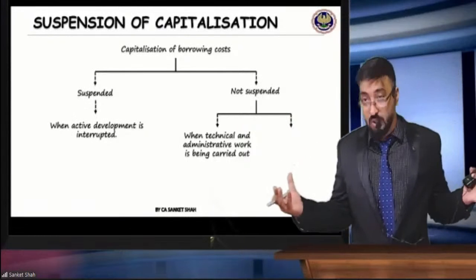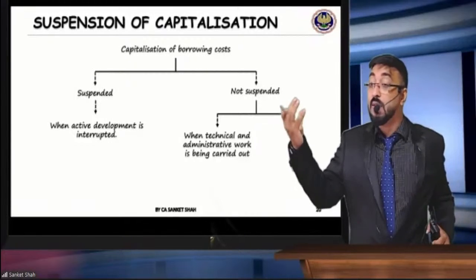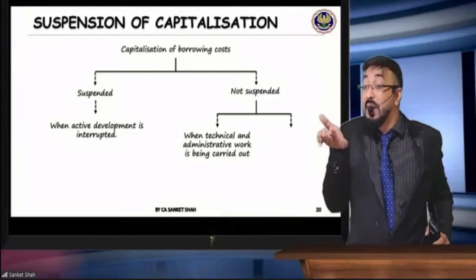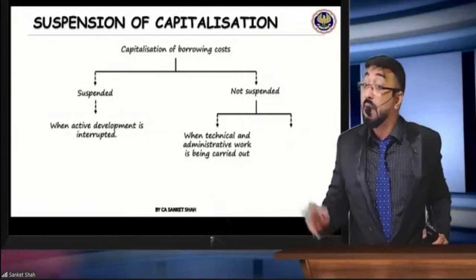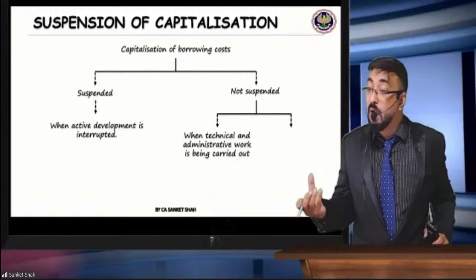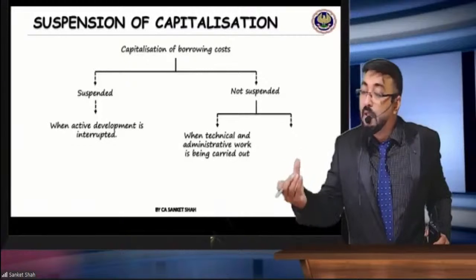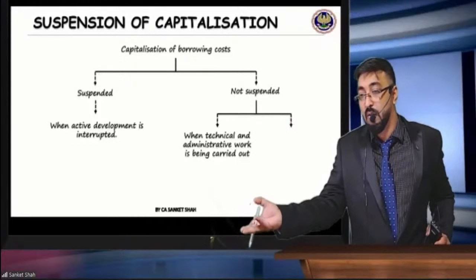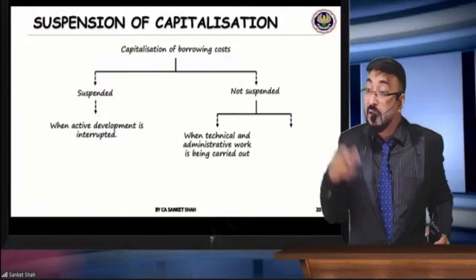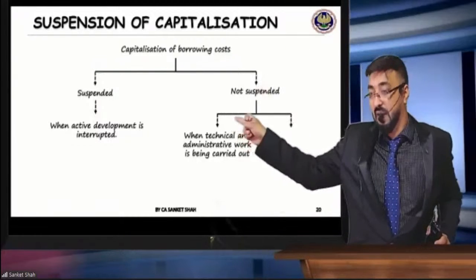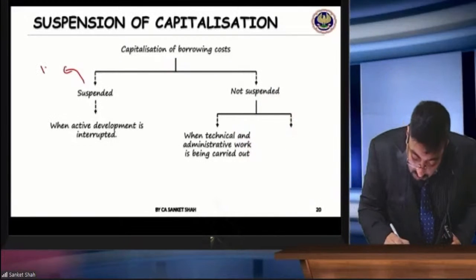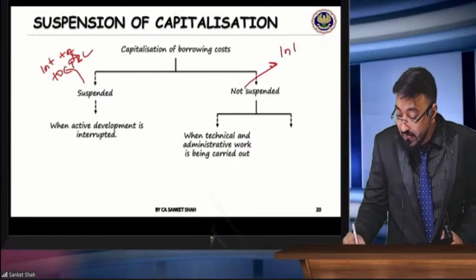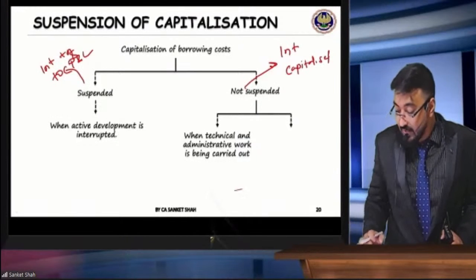And sometimes, beta, this may happen. Suppose you are constructing a bridge, and it's a time of rain. In the rainy season, your water level is increased and therefore you stop the activity. So that is not the suspension. If it is raining and the bridge construction is going on and you took a pause for a few days, because the water level has become very high, beta, how will you work in the water? So that is not suspension. The interest meter will keep running and you have to keep capitalizing the interest. So that is not suspended. Suspended means interest transferred to P&L. Interest transferred to P&L. And not suspended means interest is capitalized. You can write this: interest is capitalized.